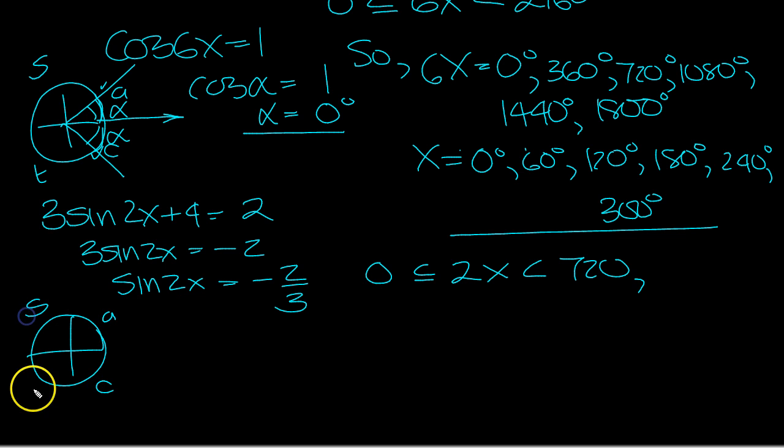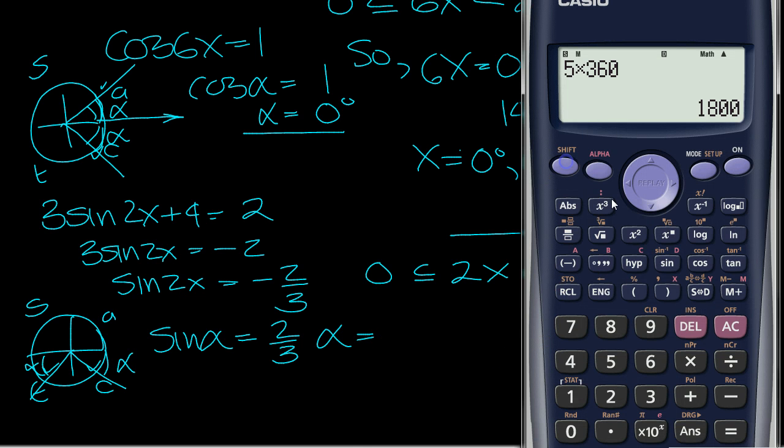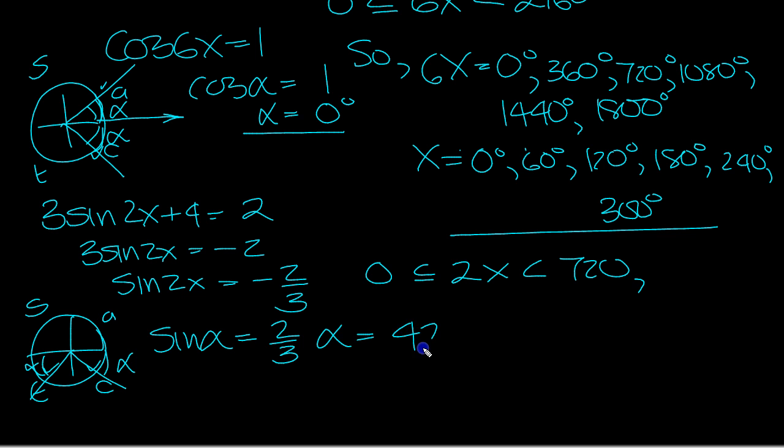Circle, CAST. Sine is negative. Sine is positive here and here, so it's negative there and there. 2 lines. Alpha, the associated acute angle to the horizontal. And write sine alpha and drop the negative. So alpha is shift sine 2/3. Shift sine of 2 divided by 3. 41.8. So that's 42 degrees, okay, to the nearest degree.